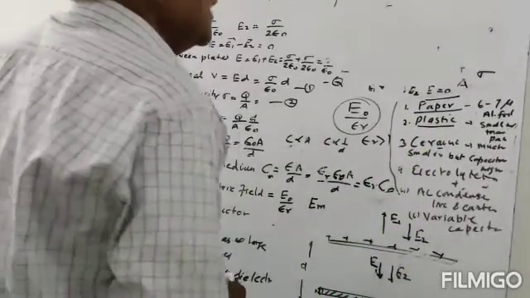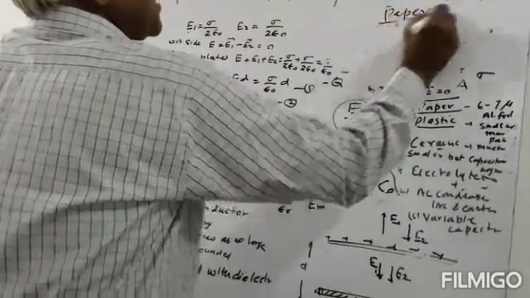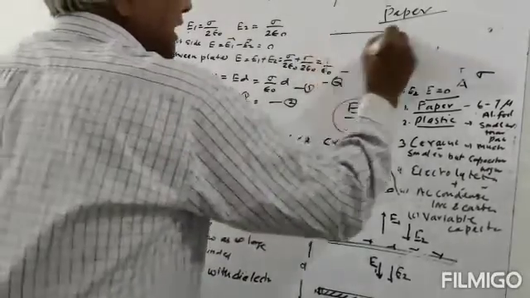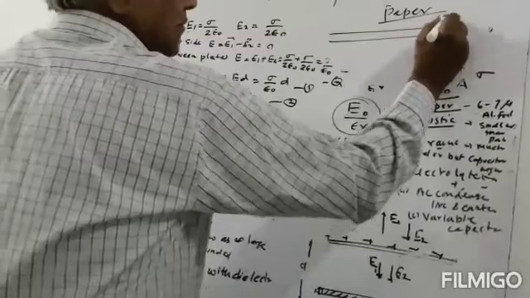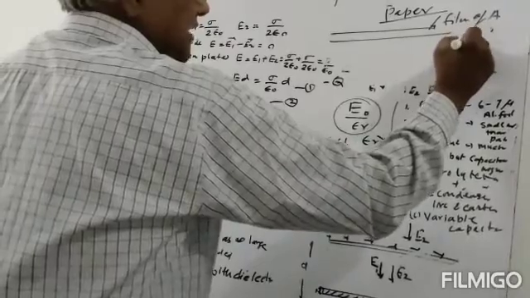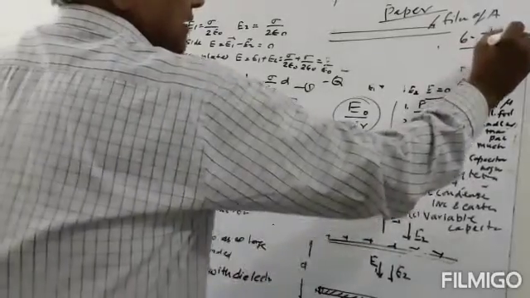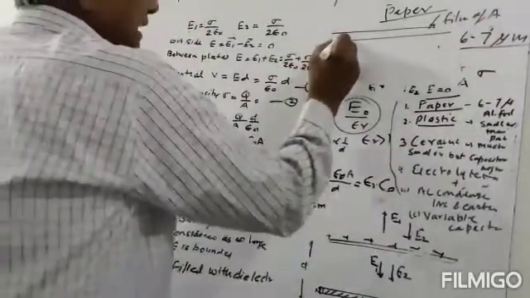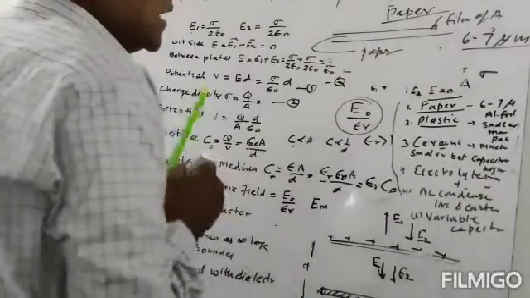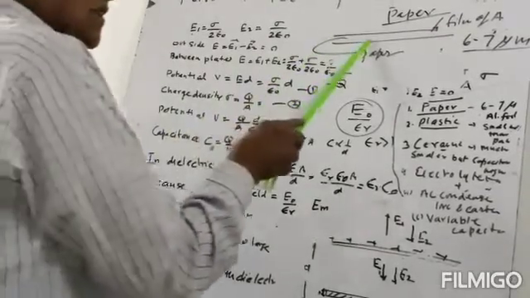The first dielectric we can use is paper. Paper is an insulator, and if we plate a very thin film of aluminum, whose thickness is 6 to 7 micrometer, and here we put a paper, then this type of parallel plate condenser will be a paper condenser.